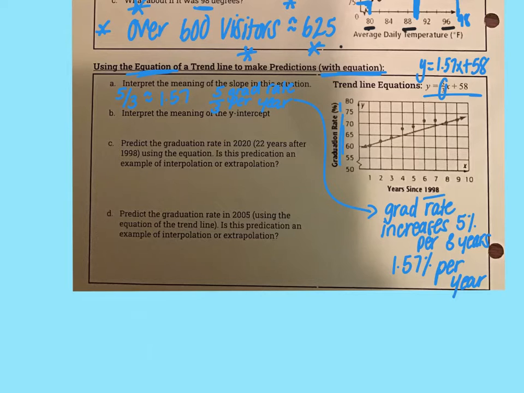I think about what my variables are. Since 5 was my grad rate because it was my Y, 3 was my X, which was years. So every year it's going up about 1.57%.